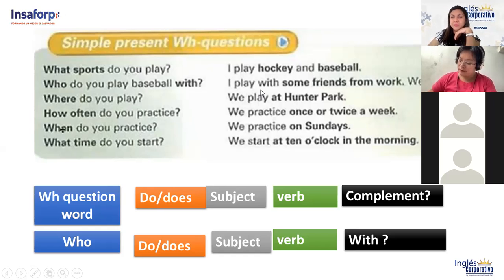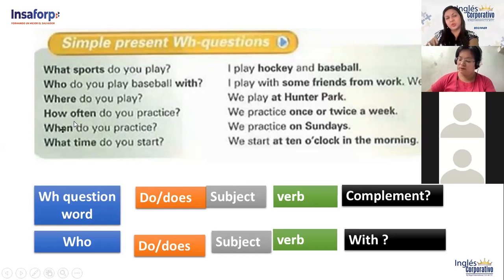And the answer will have with. I play with some friends. I have lunch with my boyfriend. I dance with my best friend. Okay? Who do you talk with? ¿Con quién hablas? Who do you talk with? I talk with my mom.